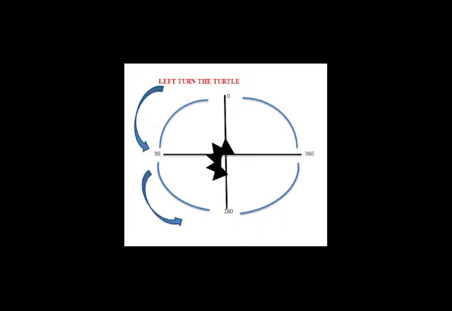On the other hand, if the turtle has to move in the leftward direction, the figure above depicts how the turtle has to move towards the left. The same scenario: from 0 to 90, then from 90 to 180, 180 to 360. 360 means again towards its original home position. So this is how the turtle moves in the left direction.